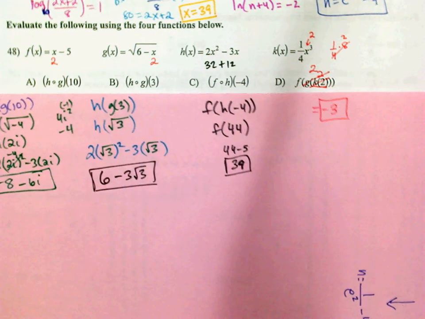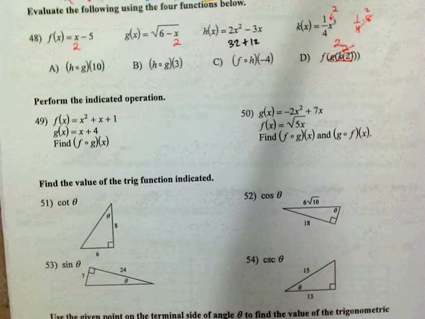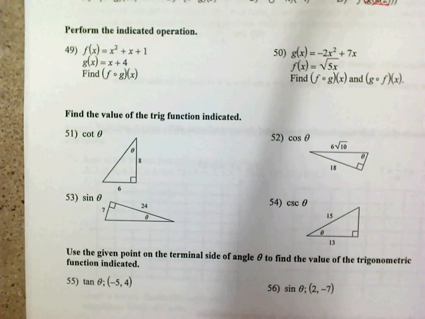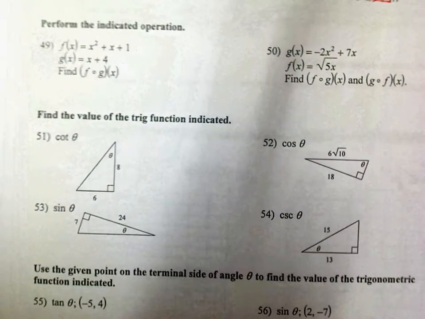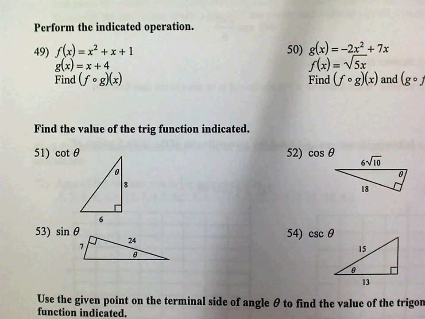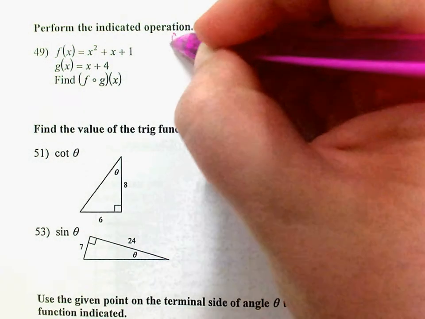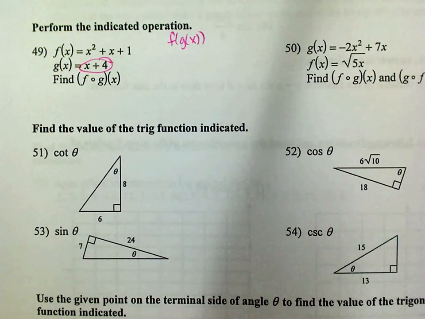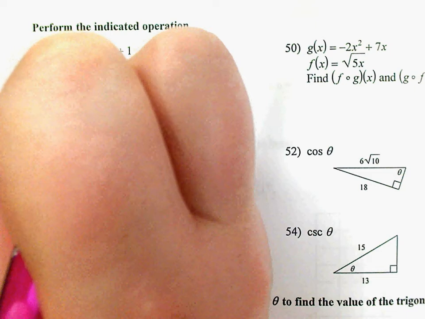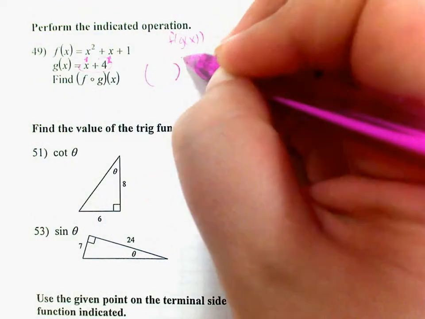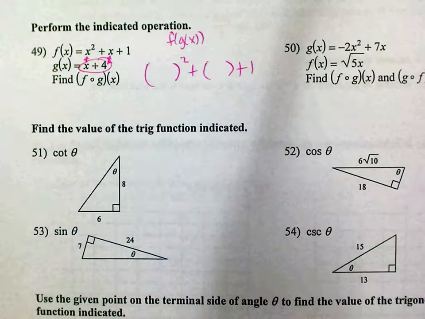Let's go on to 49. On 49, you're asked to find f of g of x, and now it's just in general, we've got functions. So what are you going to do on 49? Which one is the inside function? G of x. So f of g of x means I'm going to take g of x and plug it in where? Yep, in the function f, everywhere I see an x. So I have something squared plus something plus 1, and that something is x plus 4.